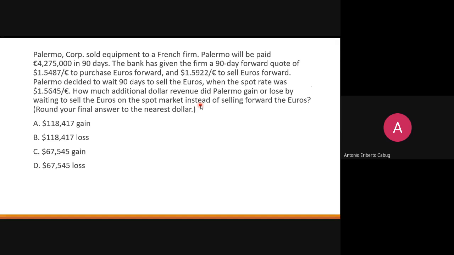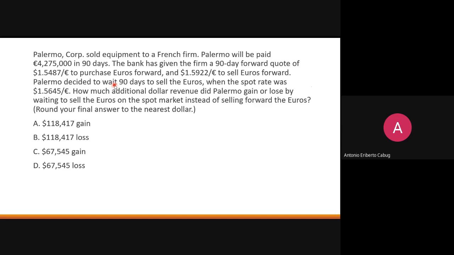Let's try calculations. Palermo Corporation sold equipment to a French firm. Palermo will be paid 4,275,000 euros in 90 days. We assume Palermo is American. The bank has given the firm a 90-day forward quote of 1.5487 dollars per euro to purchase euros forward and $1.5922 per euro to sell euros forward.